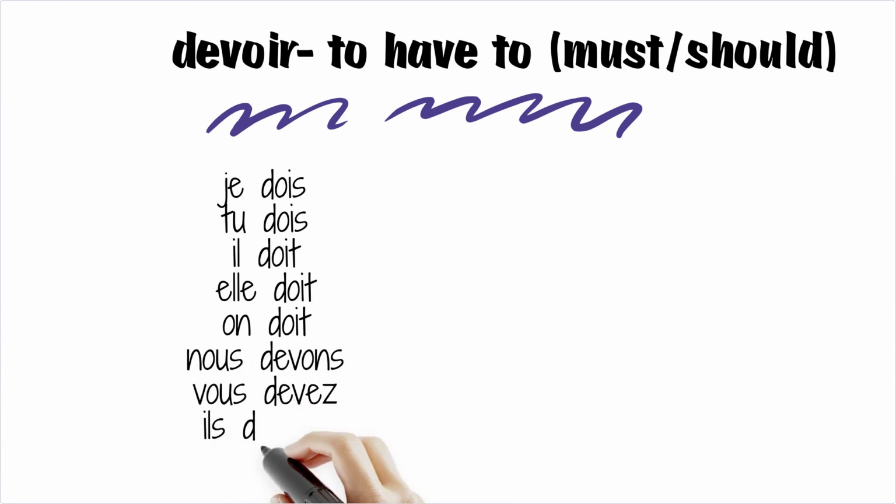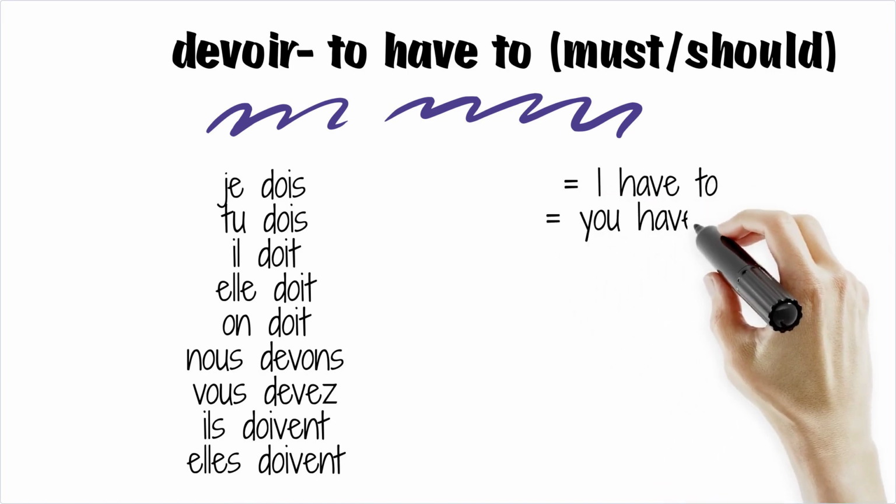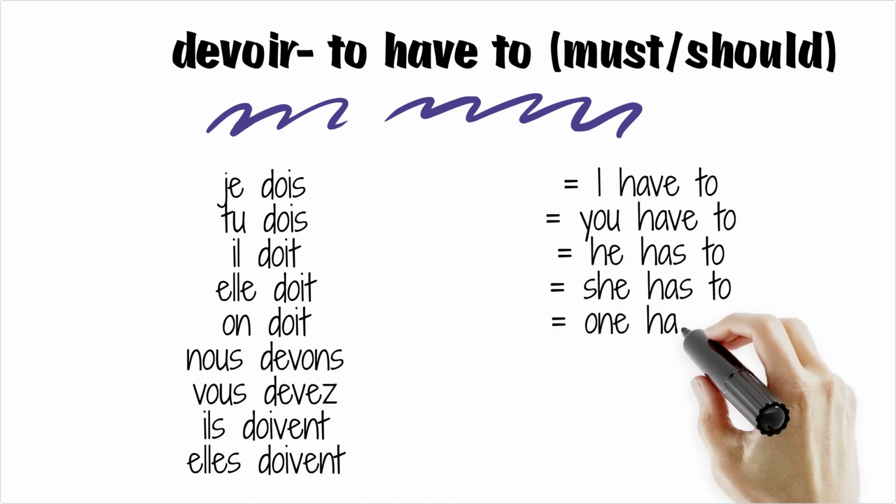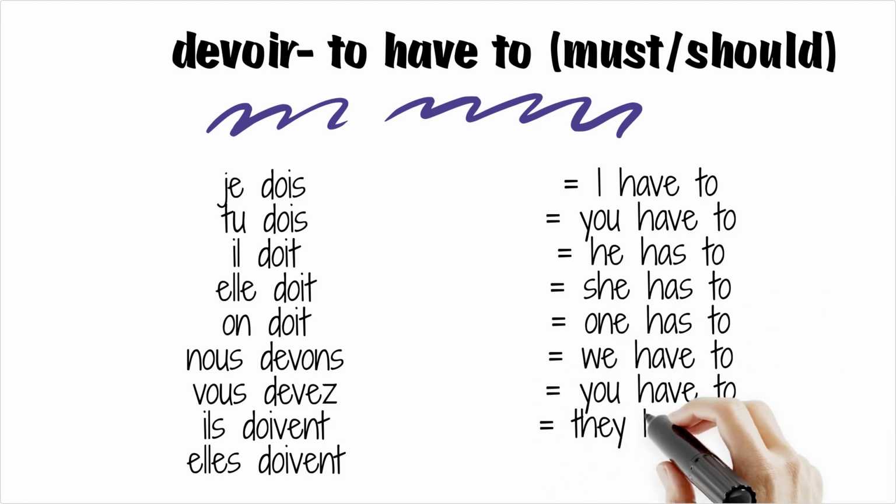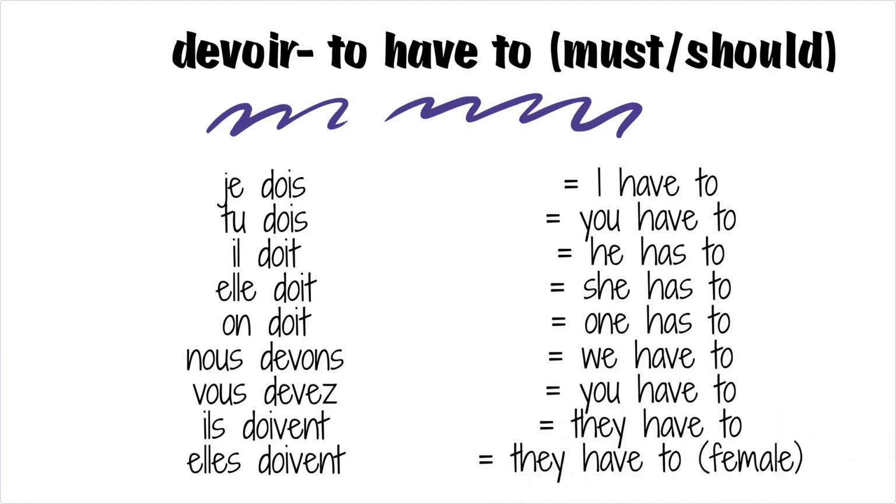Je dois, tu dois, il doit, elle doit, on doit, nous devons, vous devez, ils doivent, elles doivent. I have to, you have to, he has to, she has to, one has to, we have to, you have to, they have to, they have to. And again, we don't pronounce the ENT, ils doivent, elles doivent.